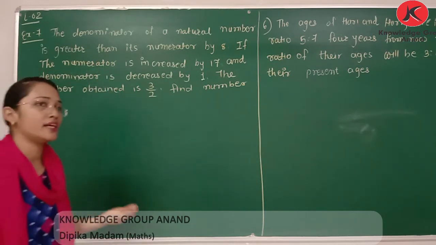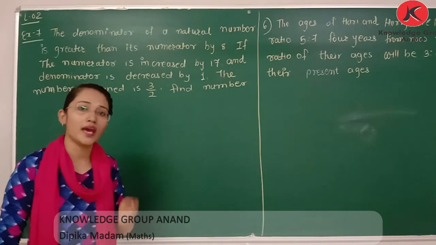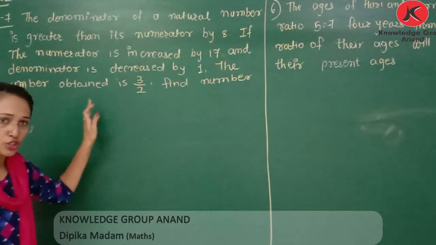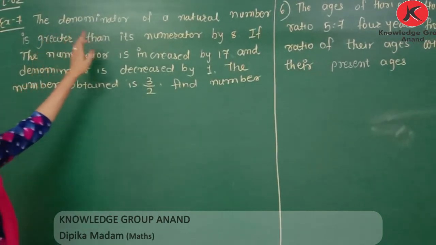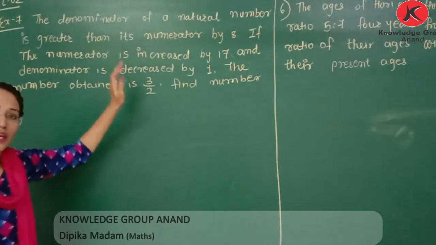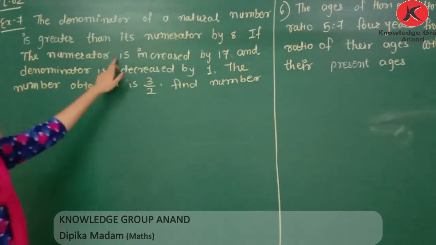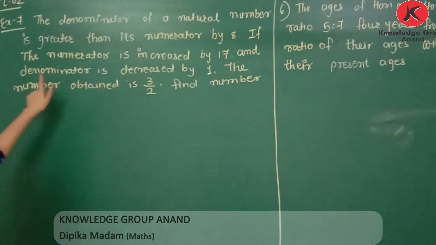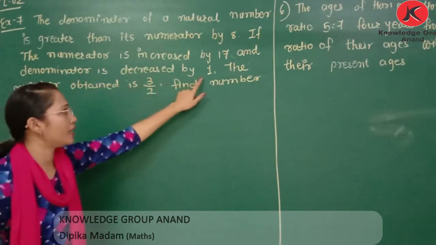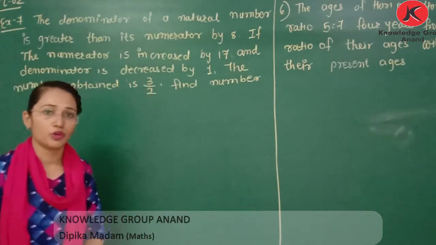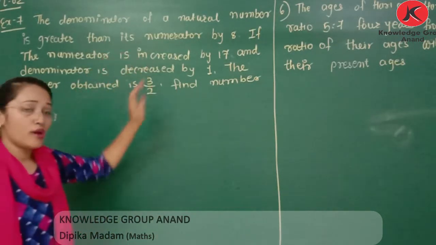If numerator is x, then denominator will be x plus 8, because in the statement it is written that in a natural number, the denominator is greater than the numerator by 8. If the numerator is increased by 17 and denominator is decreased by 1, the number obtained is 3 by 2. Find the number.